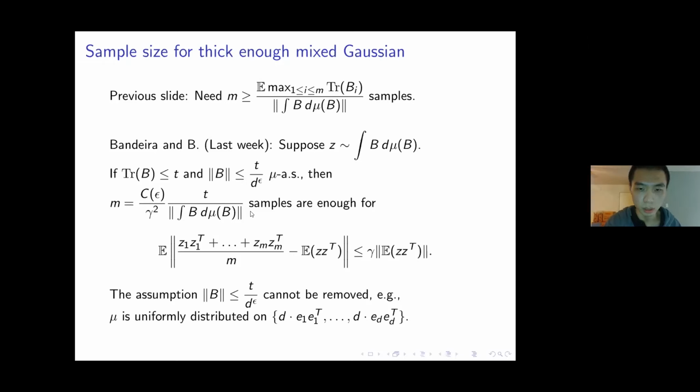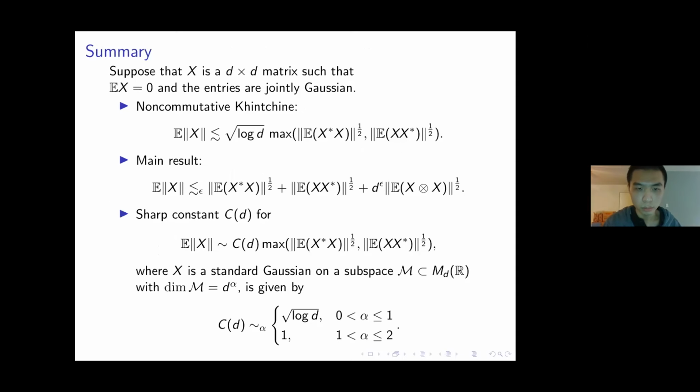Okay, this number of samples is enough. Of course, this assumption cannot be removed. If it is too thin, too spiky, then we do need a log D factor. And this is also a consequence of our main result. Okay, that's the summary. That's the main result, which removes the square log d with this trade-off from the non-commutative Gaussian.